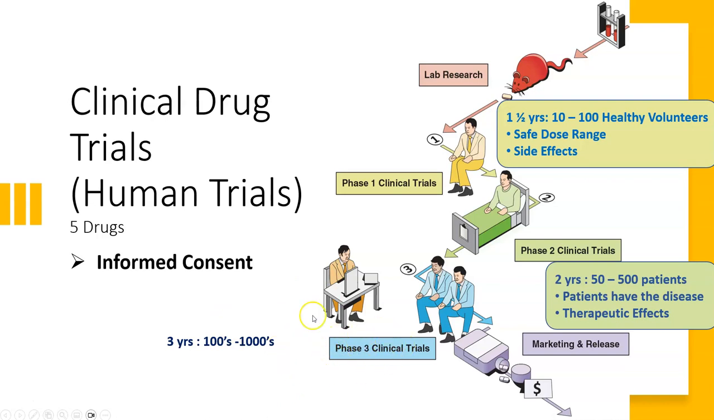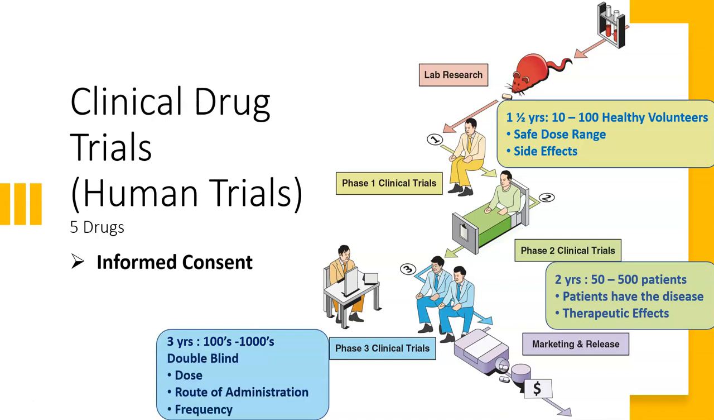Now, the last phase of the human trials, official phase, is phase 3. And in phase 3, that's going to take another 3 years. So now we're at about 6.5, plus the lab trials. So now we're at like 12, 13 years of investment this drug company has put into it. For the last phase, we're going to use more patients. We're going to use between 100 and 1,000. And what we're going to do is, this is where a double-blind study will go. They're going to check the right dose, the route of administration, and the frequency.